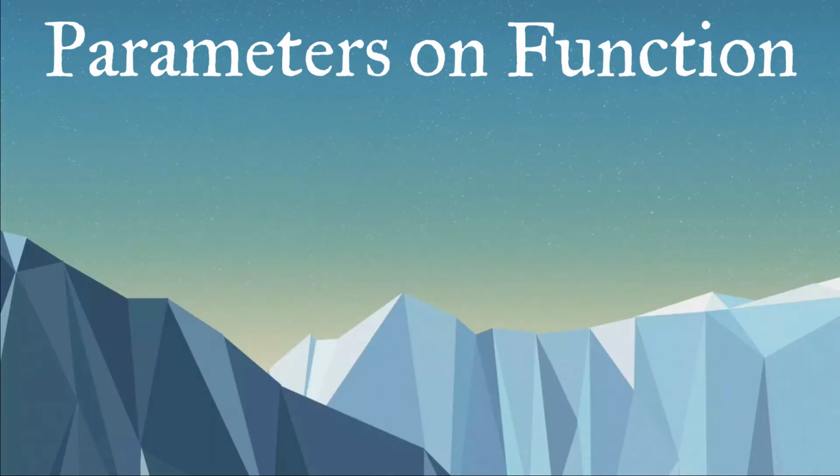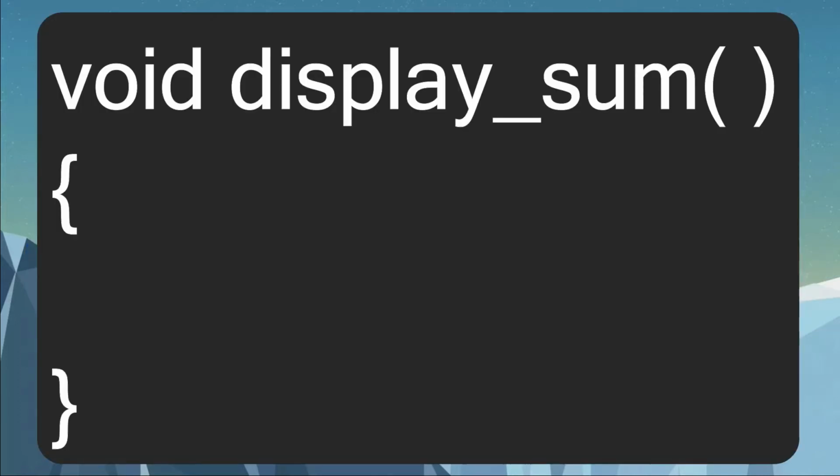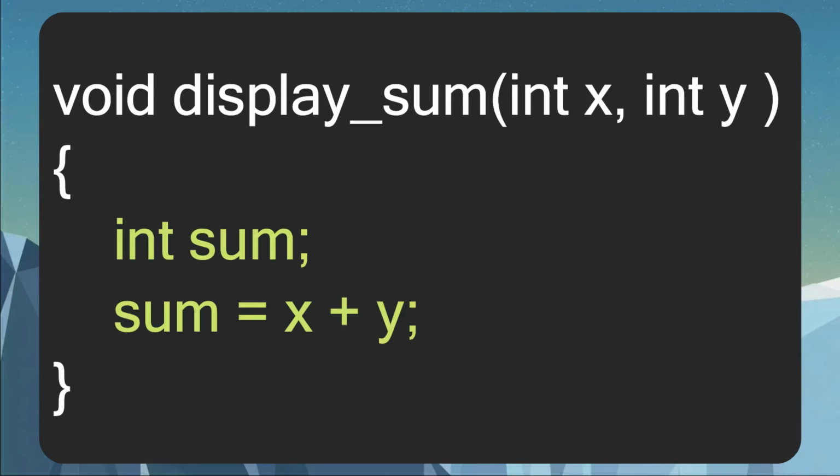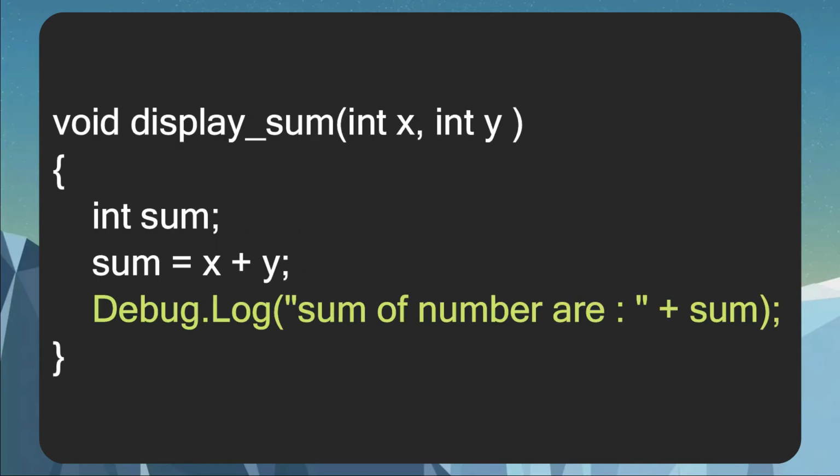Let's have a look at another example. Here at first we have created a method, named displaySum, having two parameters x and y of integer type. This means that we have to provide two integer type values while calling the method. Now we will declare a variable sum to add the values of variable x and variable y. Finally we print out the sum using a Debug.Log statement.